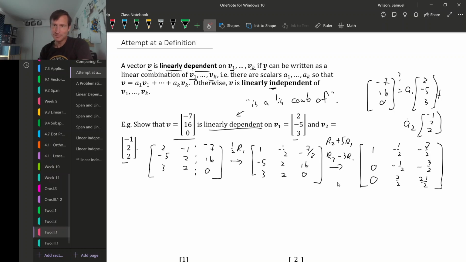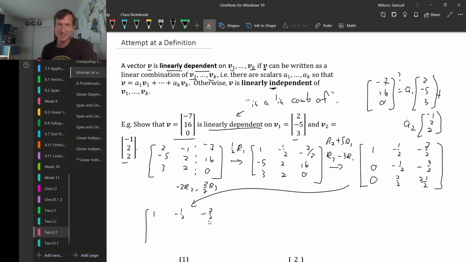Okay, now I guess we can multiply the second row by minus 2, and while we're at it, let's multiply the third row by 2/7. Right, that's going to make the fractions nice. So 1, minus a half, minus 7 halves, 0, 1, and 3, and then 0, 1, and 3.